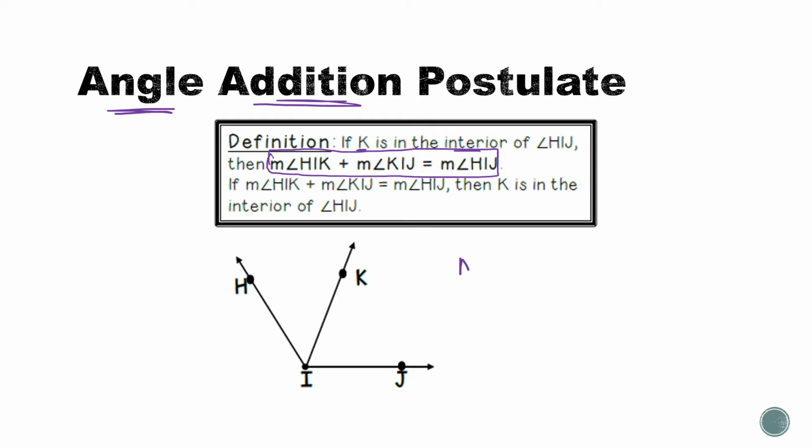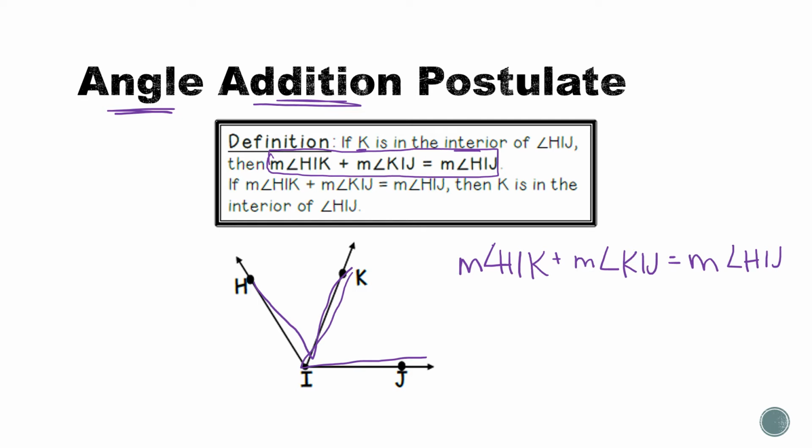So then we know the measure, little m out in front, just means measure. So the measure of angle HIK plus the measure of angle KIJ equals the measure of angle HIJ. So it's taking the two angles on the inside, and if we add them together, it should equal the whole angle.